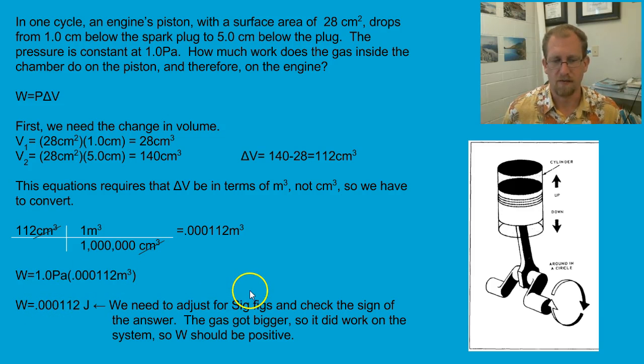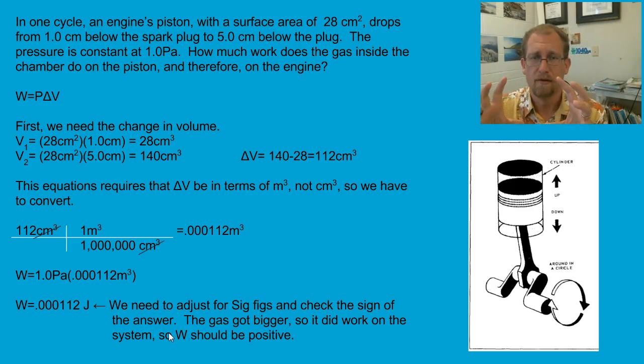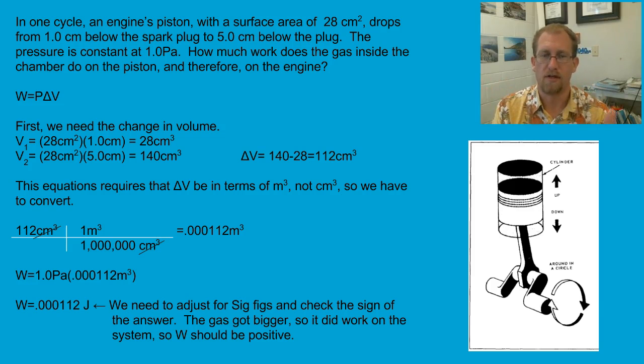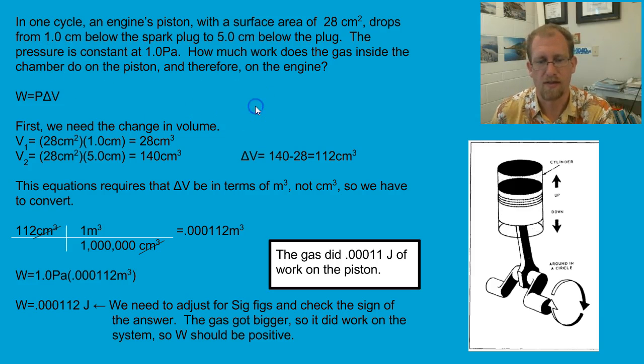We need to adjust for sig figs and to check the sign of the answer. So since the gas got bigger, the work was done on the system around it, so there should be positive work done on the system. So my answer should be positive, and I need to adjust for significant digits. Here I have 2 significant digits and 2 significant digits. 2, 2, 2, everywhere I look it's 2, so 2 significant digits is my answer. The gas did 0.0011 joules of work on the piston.